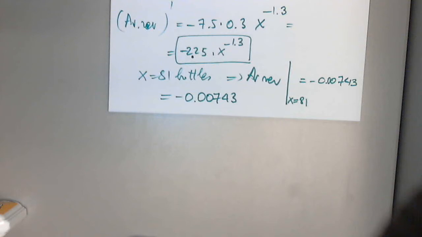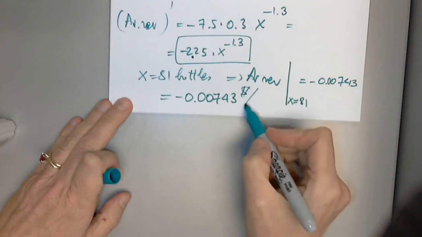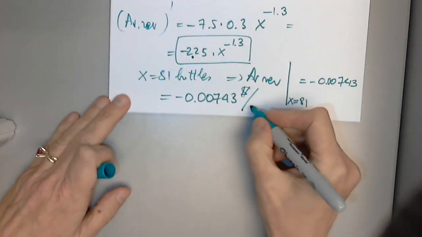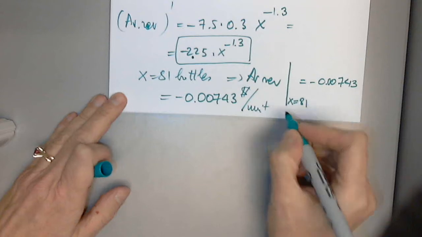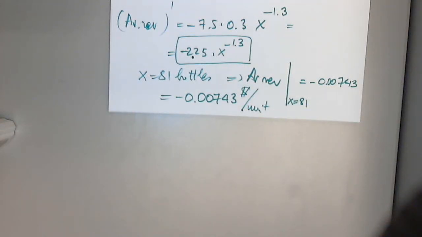The instantaneous rate of change of the average revenue, so this is measured in dollars per bottle, or per unit. Excellent, yes. So immediately after we produce and sell 81 bottles, the rate of change for the next one, moving forward, per unit would be this.